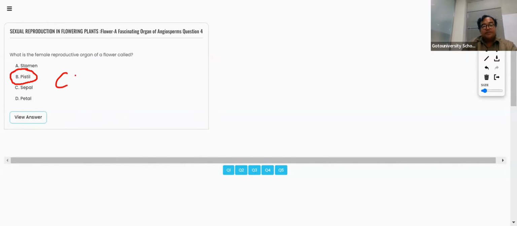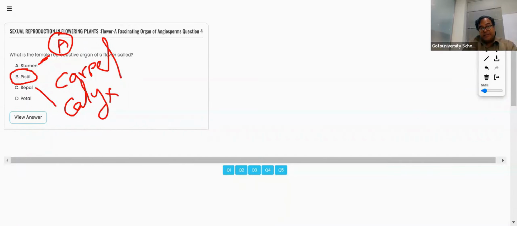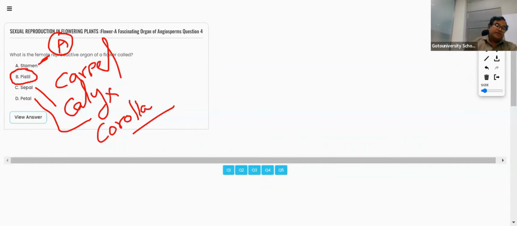Instead of the word pistil, they will say carpel. Instead of saying carpel, they will say the word gynoecium. Instead of saying the word stamen, they will say androecium. Instead of saying the word sepal, they will say calyx. Instead of saying the word petal, they will say corolla. So we should be highly competent enough to balance everything. Sometimes they will say corolla, sometimes calyx, sometimes carpel, sometimes androecium, right? Multiple terms they will use to test our learning credentials, right?